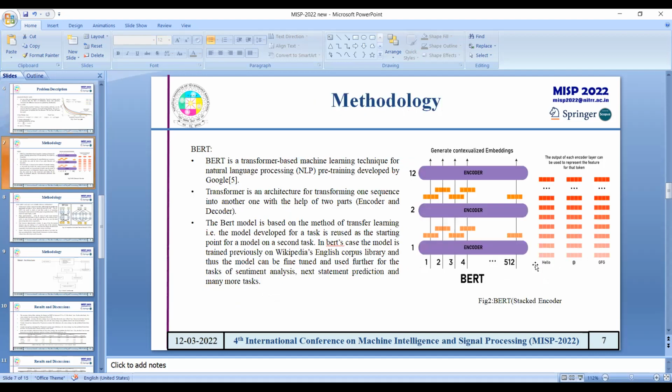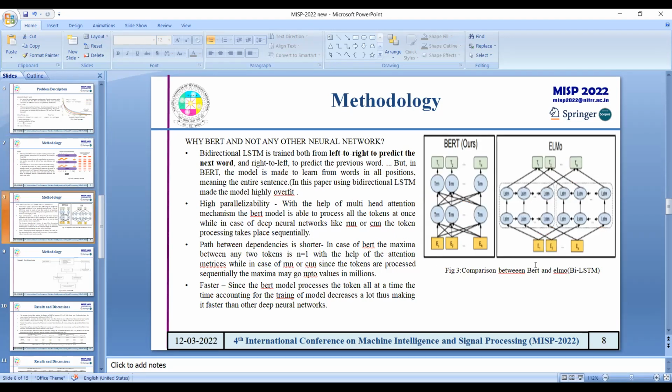Now coming to the model used here, the BERT model is a transformer-based machine learning technique, and here the transformer is an architecture for transforming one sequence into another one with the help of an encoder and decoder. BERT is a cascaded model of the encoder part of the transformer. Now coming to the question: why BERT and not any other neural network? Basically, a bidirectional LSTM is trained from left to right to predict the next word and from right to left to predict the previous word. But in case of BERT, the model is made to learn from words in all positions, meaning the entire sentence.